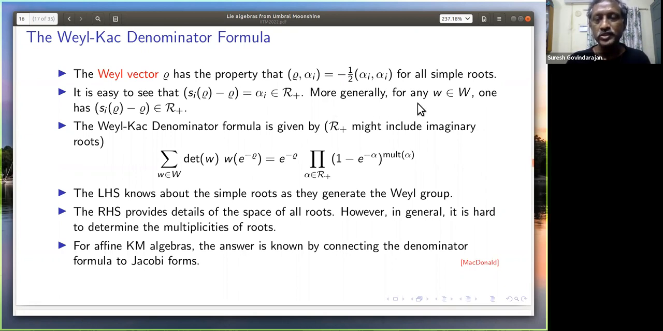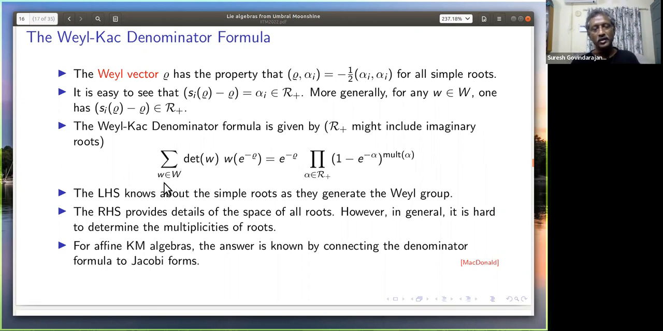Okay. So more generally, for any w belonging to the Weyl group W, one sees that w(rho) minus rho belongs to a positive group. You can prove this. If you had followed the standard convention where rho was with a plus one, it would be in R minus. So again, that's just a convention. So I'm just sticking to my convention. That's all. So the Weyl-Kac denominator formula is given by the following thing.